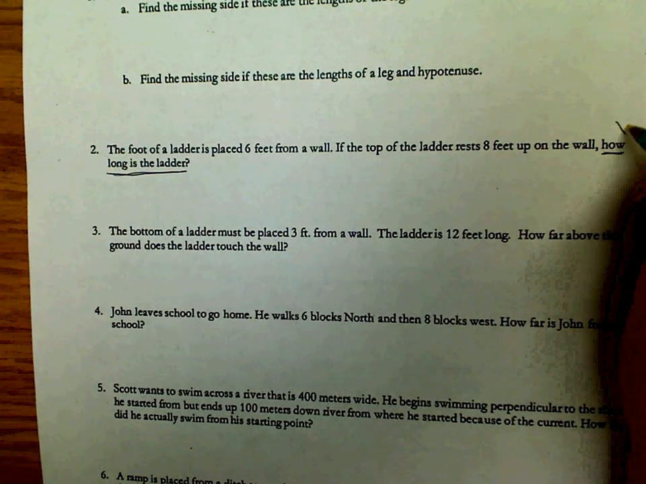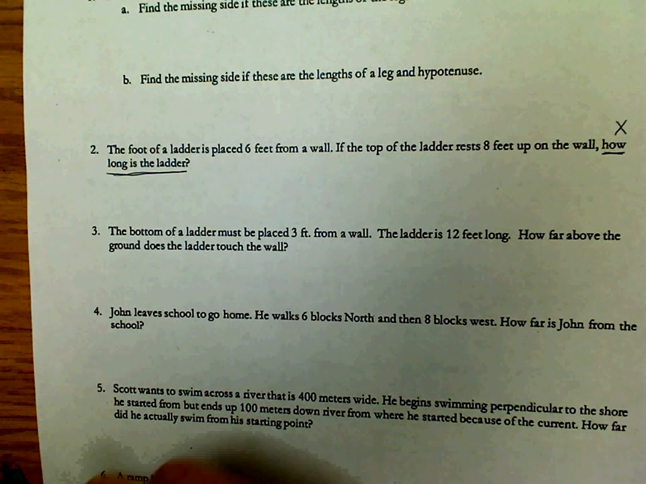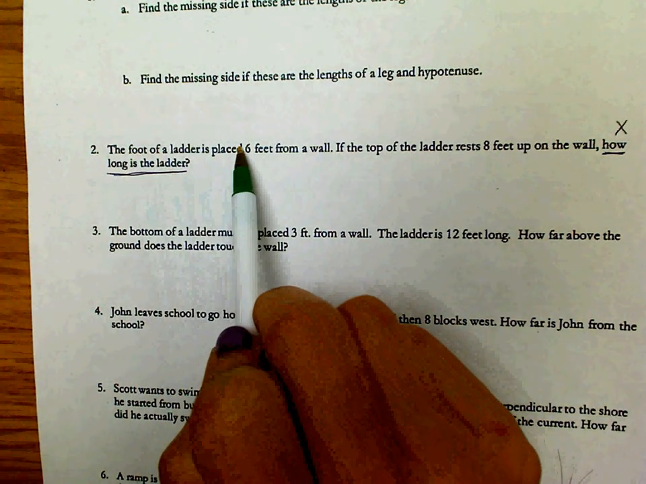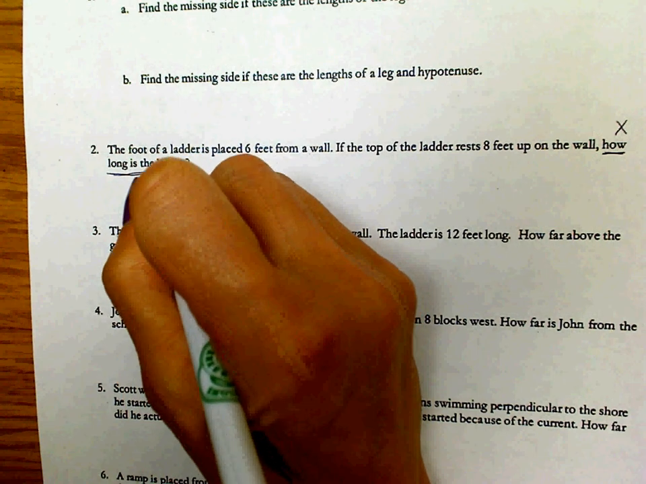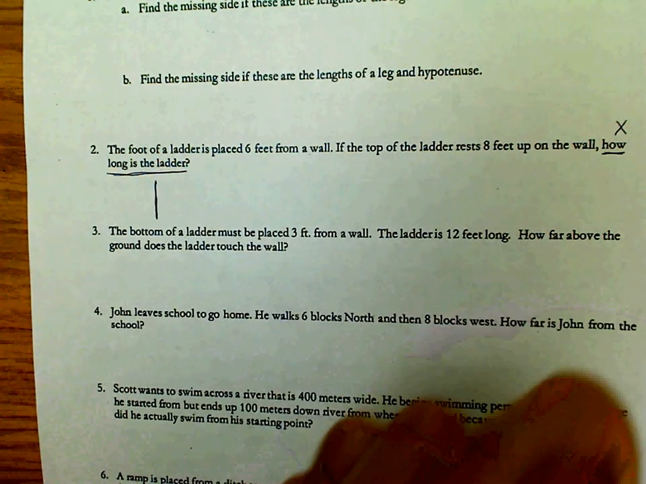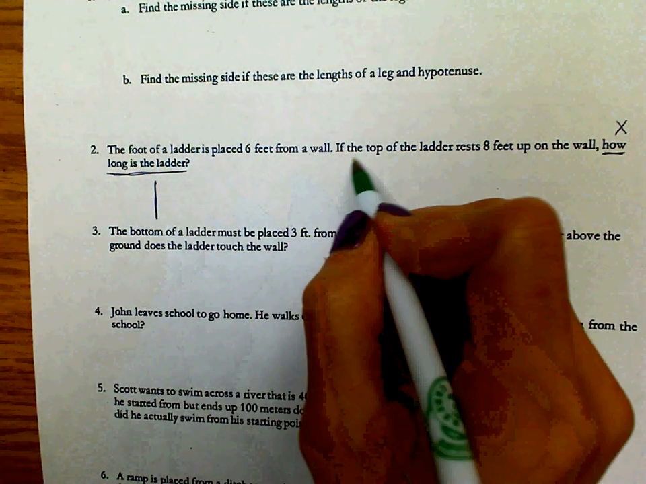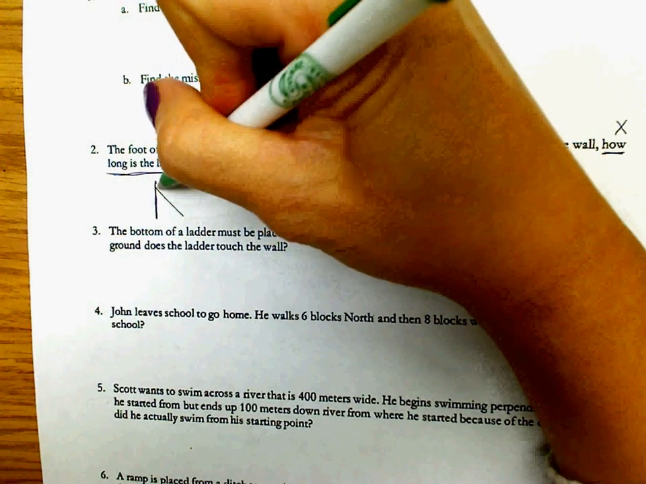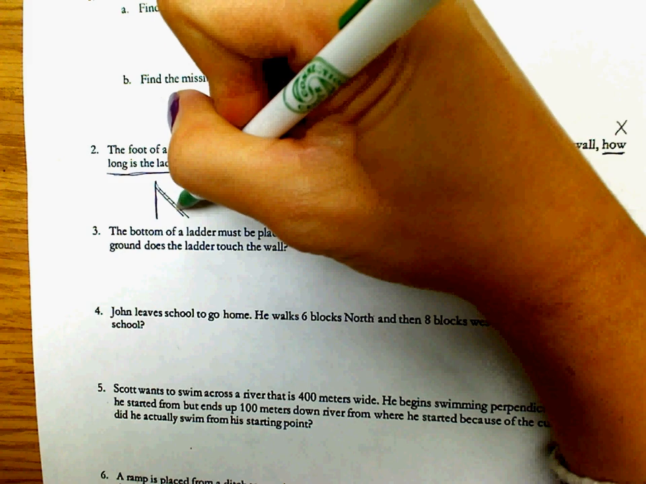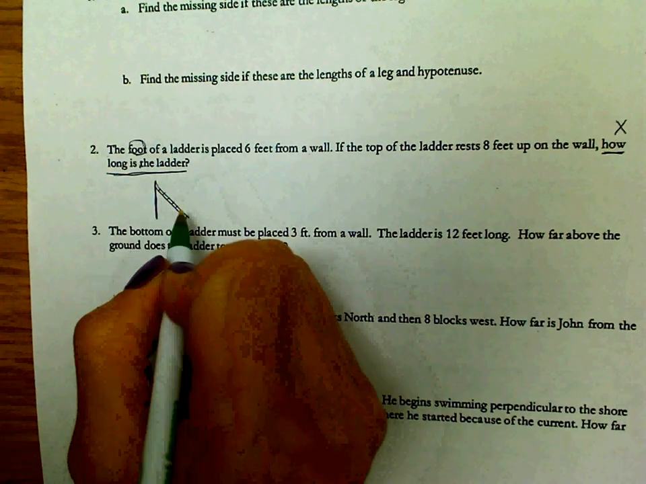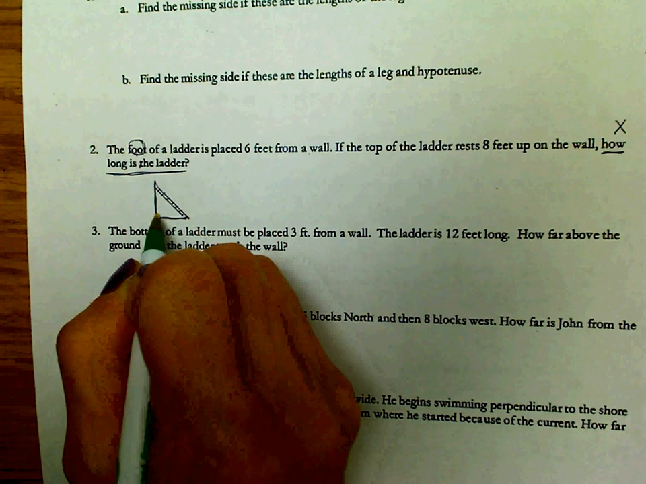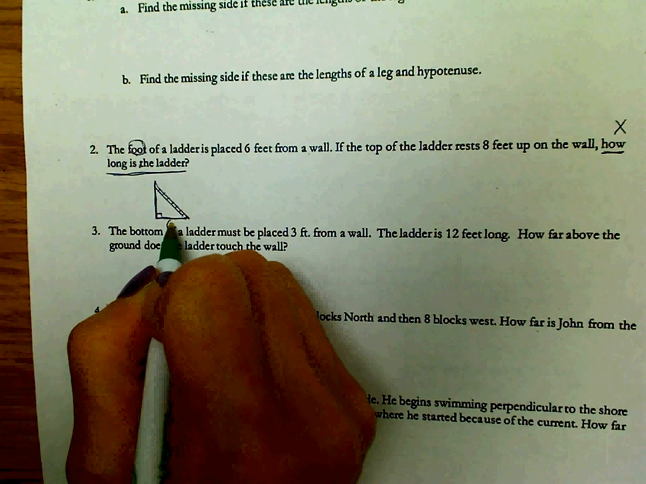That's where our X is going to go, okay, or a question mark. The foot of a ladder is placed 6 feet from a wall. Okay, so now you can draw your wall different ways, but let's say this is my wall. Walls are vertical, right? And then if the ladder is placed 6 feet from the wall, you know that the ladder has to be at an angle. The foot of the ladder is right here.